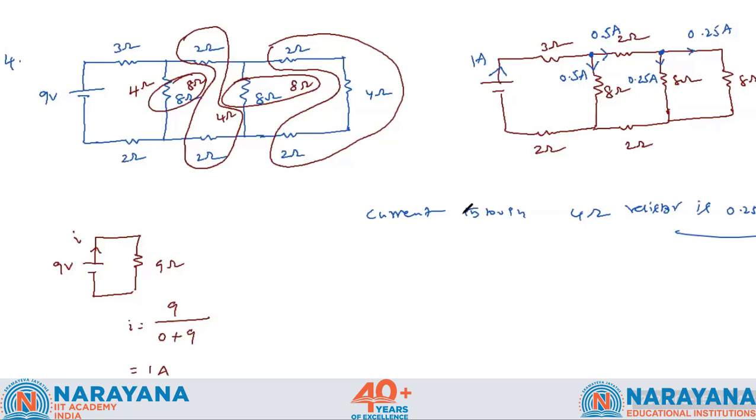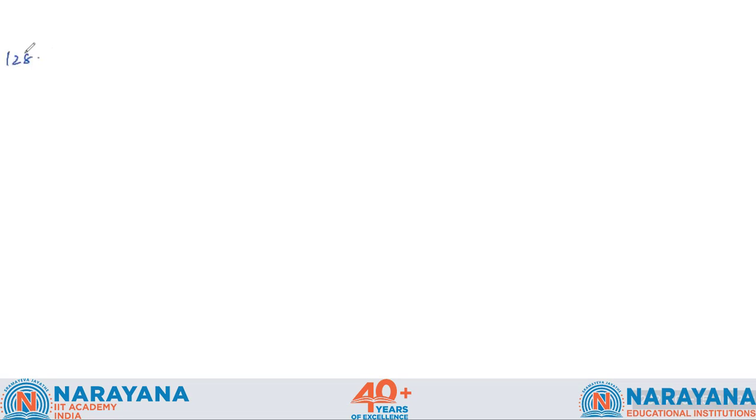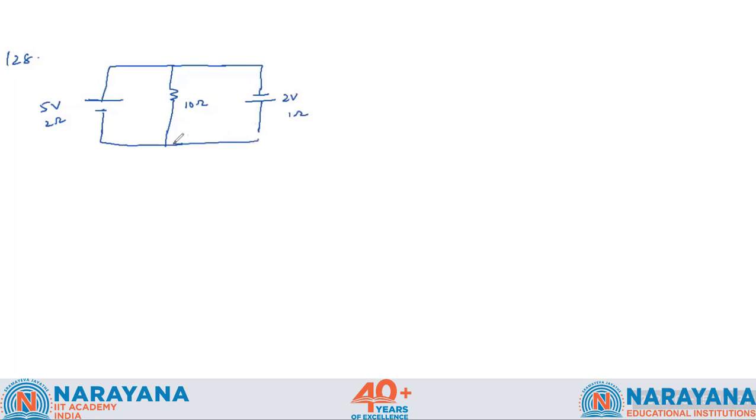Okay. So next one, question number 128. What is question number 128? See this one. They have given a circuit again. This is a 5-volt battery with an internal resistance of 2 ohms. To this a resistor is connected in this manner, a resistor of resistance 10 ohms. And to this a 2-volt battery with an internal resistance of 1 ohm is connected in this manner.